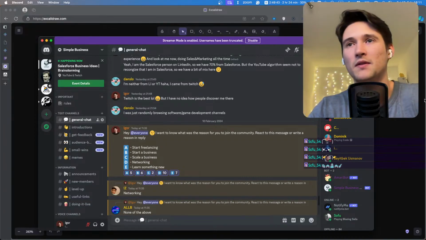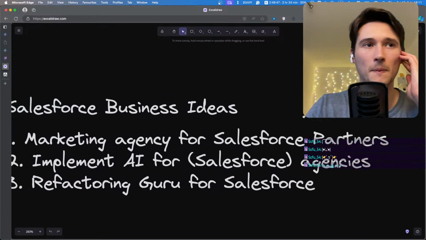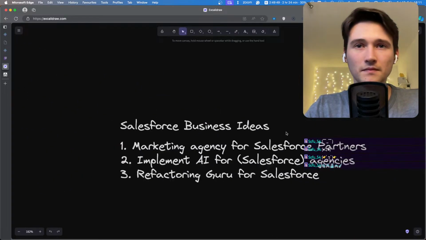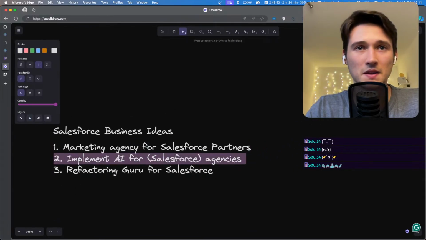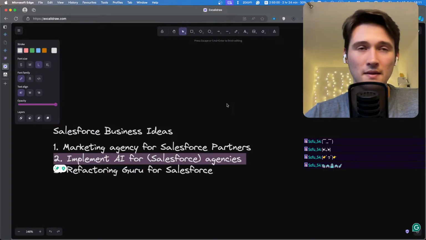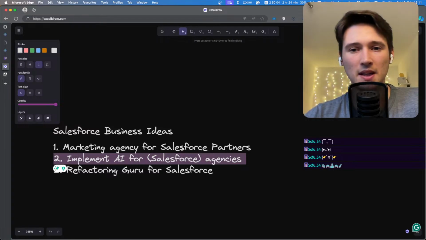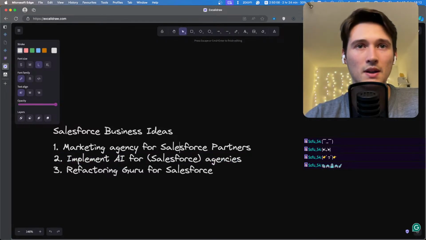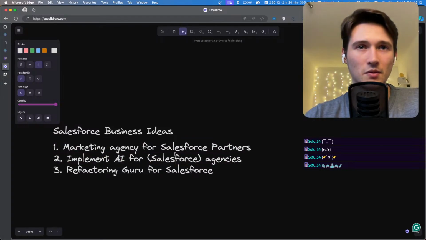Because if you look at this, implement AI for Salesforce agencies. This one you can start without that much experience. Just go and get to know every tool that you can, and see how you can implement it for other companies, or what the pitfalls are that other companies can run into. So if you have a little bit of money for consultation with other people, you can start this one.